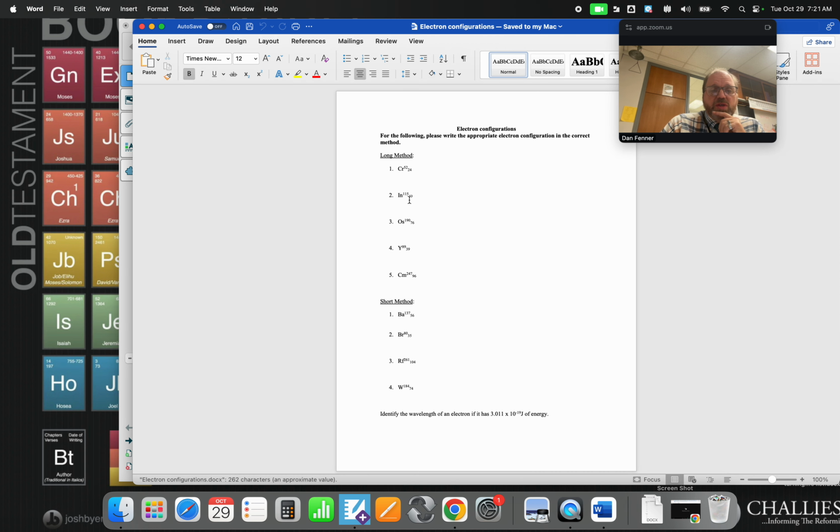There are 1, 2, 3, 4, 5 that we're going to do with the long method: chromium, indium, osmium, iridium, and curium. And then for the short method, barium, bromine, rutherfordium, and tungsten. And then I've got an emission problem here just to make sure that we stay on the right path with that. So copy those all down.